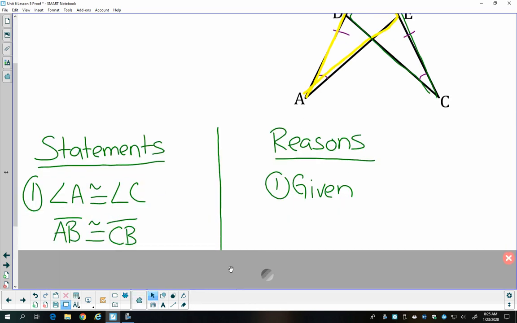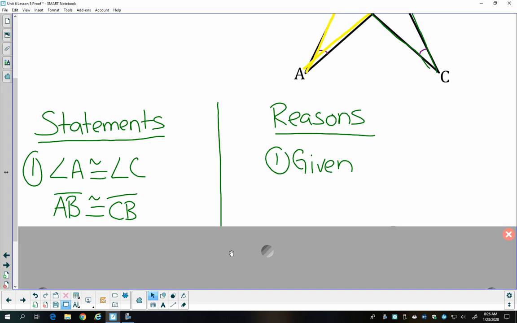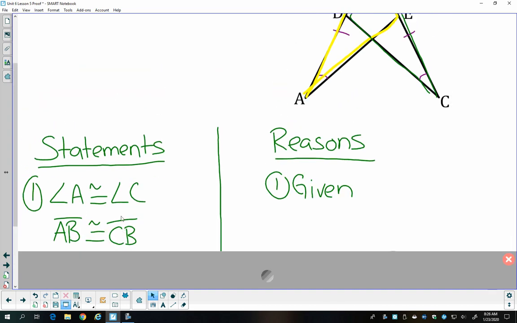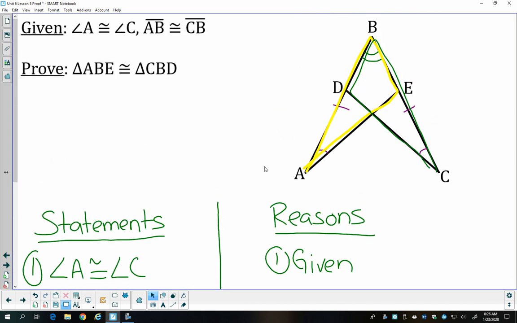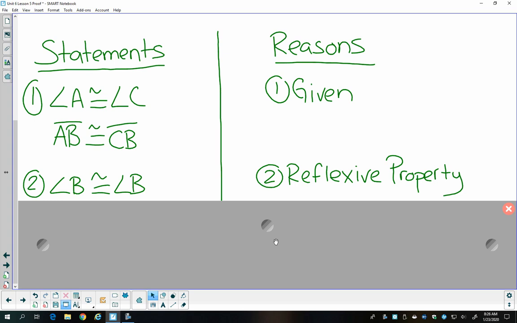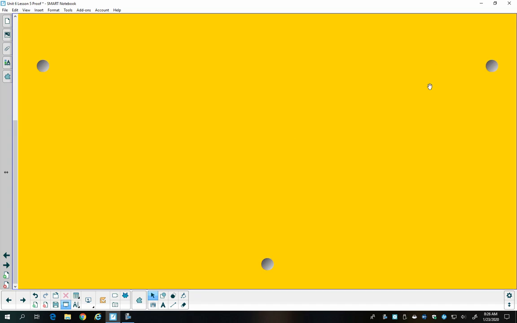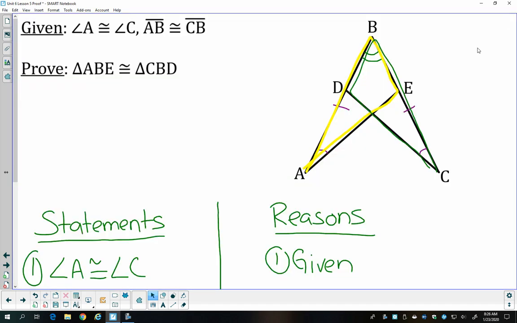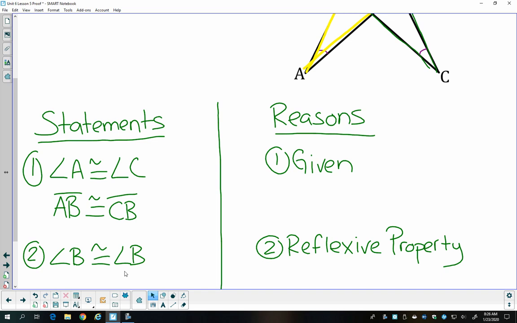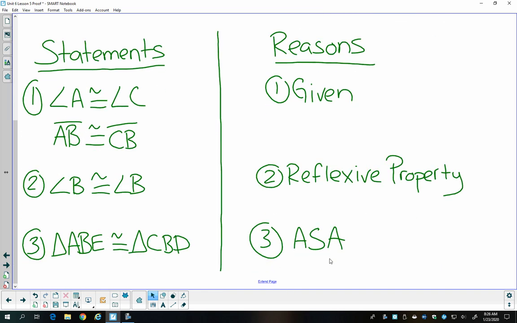I start with my given information, which tells me about one of the angle pairs that are congruent and the side pair that I need. So all I really need to state now is about angle B. Angle B is congruent to itself. Oops, I'm having a day here. Angle B is congruent to itself because of the reflexive property. And so then the two triangles are congruent by angle side angle.